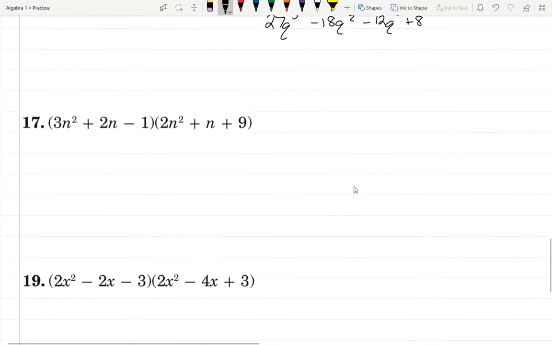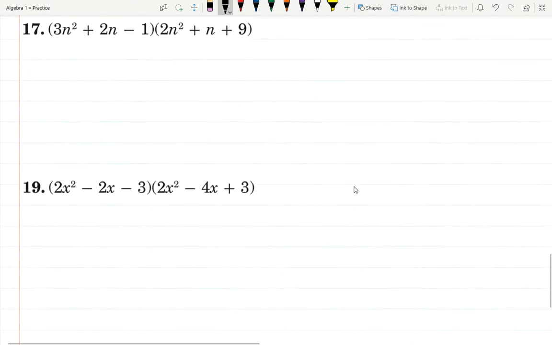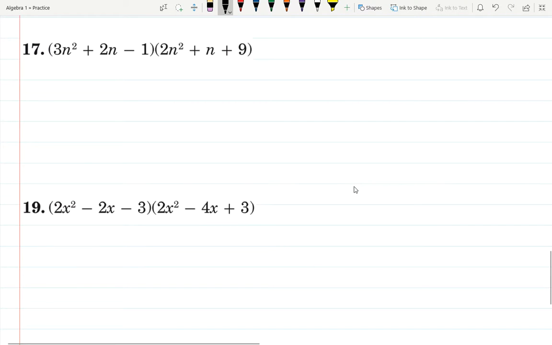Now, 17 and 19 are a little more tricky. We're going to have to add a third color to this, right? Get the green involved here. But simply take your time and piece your way through these kinds of questions. So we'll take our 3n squared. We're going to multiply this by everything in the other set of parentheses. So again, take your time.